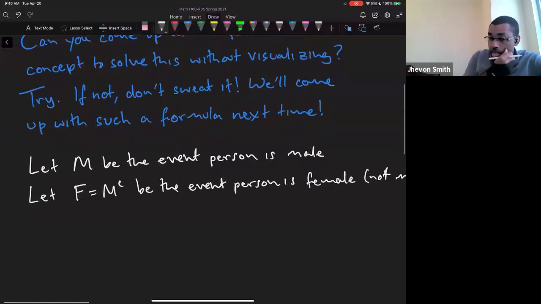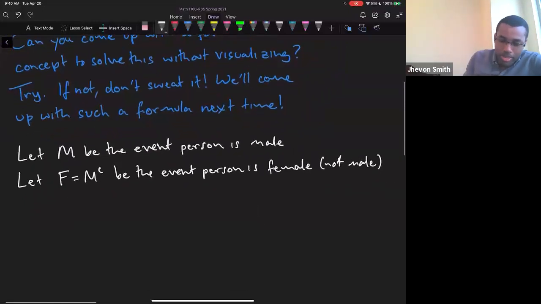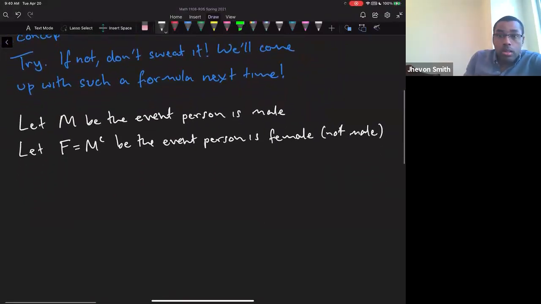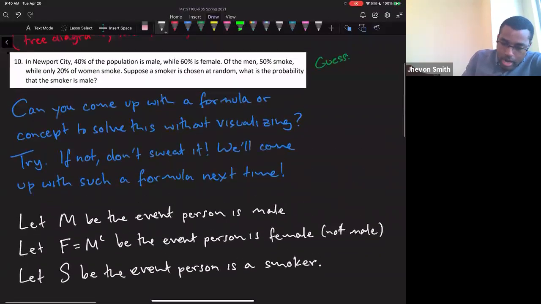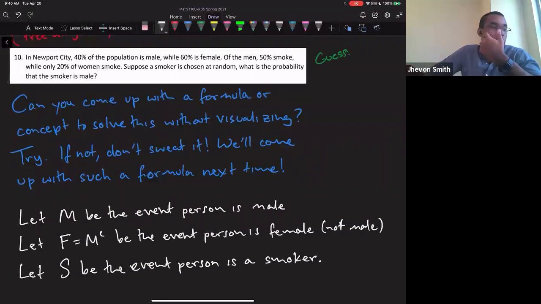So for the purposes of the class, we only have male and female, and let S be the event that a person is a smoker. Okay, so given that those are how we're labeling it, what probability are we actually looking for?